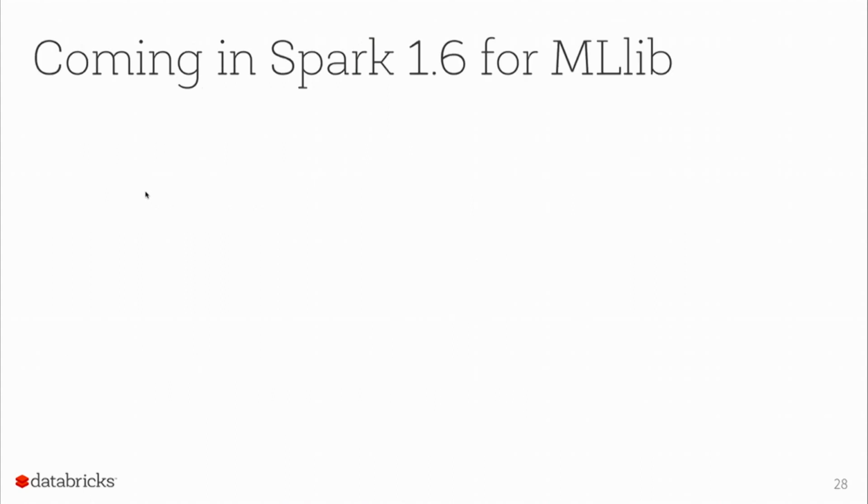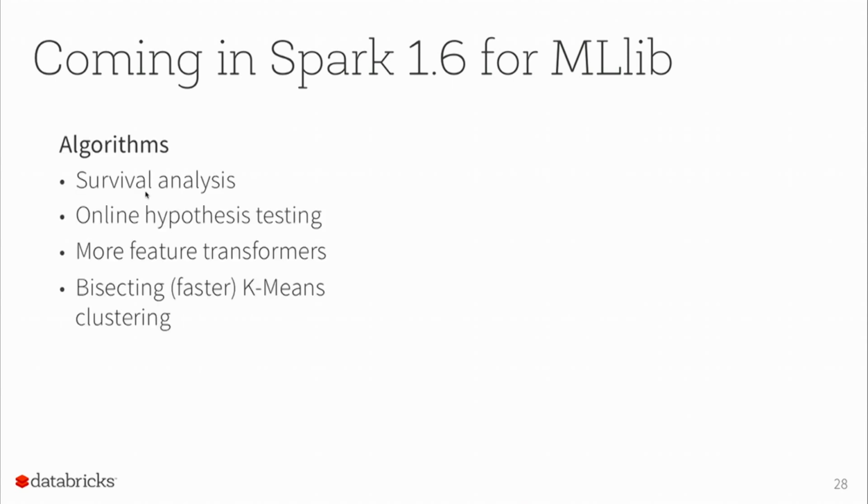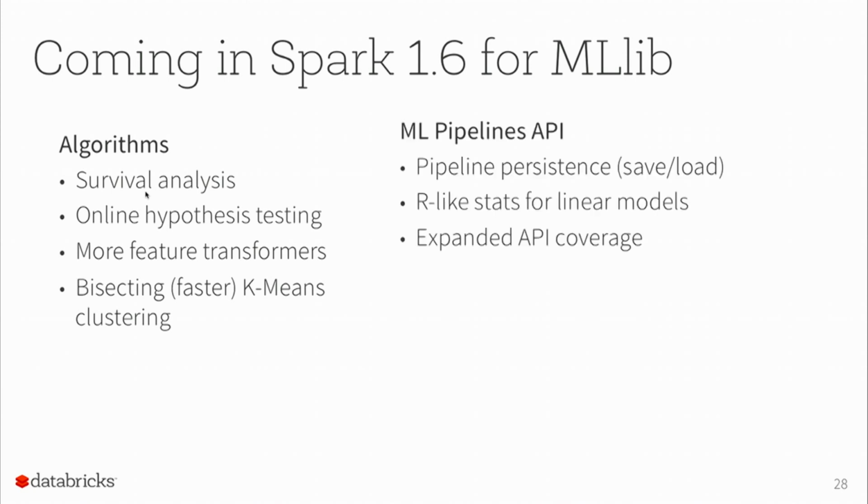Cool. So finally, I'll just end with mentioning a bit about what's coming. So in 1.6, there are a number of new algorithms in MLlib. Survival analysis, online hypothesis testing, more feature transformers, faster clustering algorithm, and the ML Pipelines API, which is really cool and useful to a nice API to build complex pipelines.